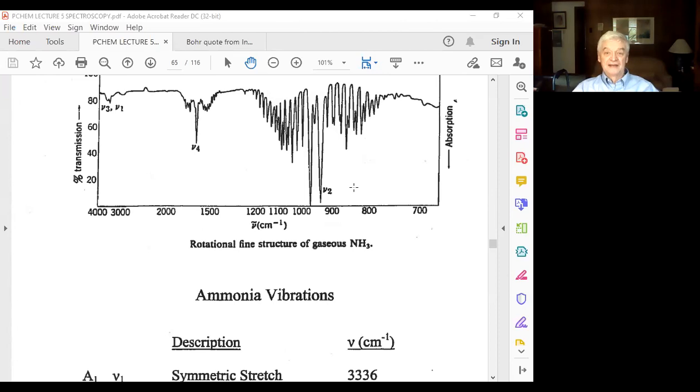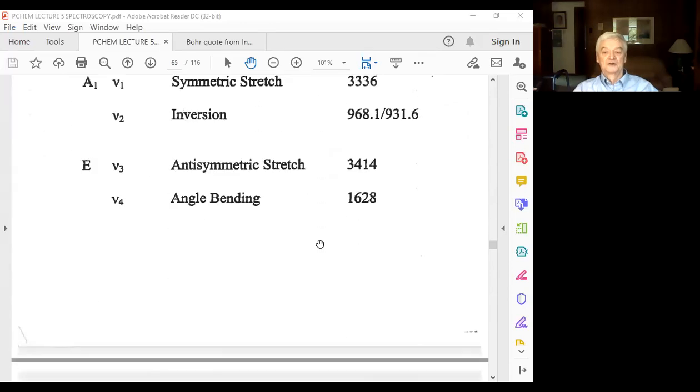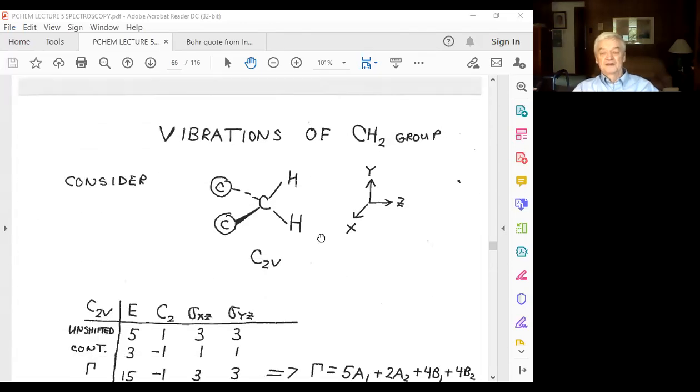And if we analyze the spectrum very carefully, we could calculate the energy difference between a planar ammonia molecule and what one of these umbrella-like, lower energy structures are. So there's a lot of fun things you can do with spectroscopy, and that's just kind of something I wanted to show you.